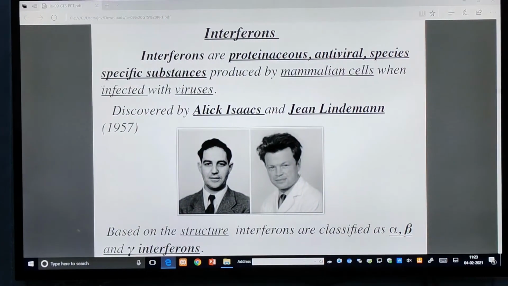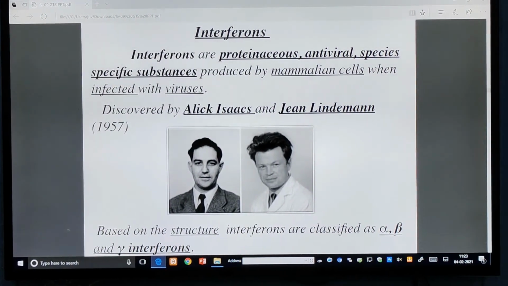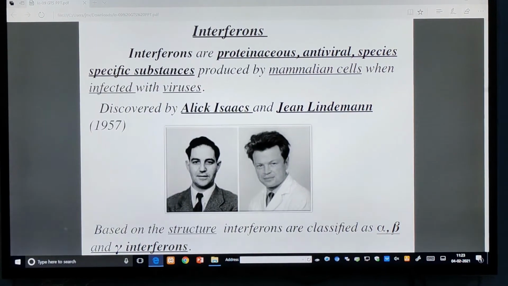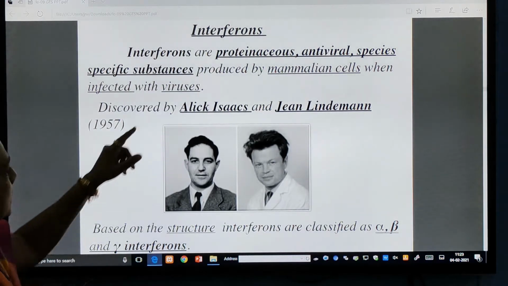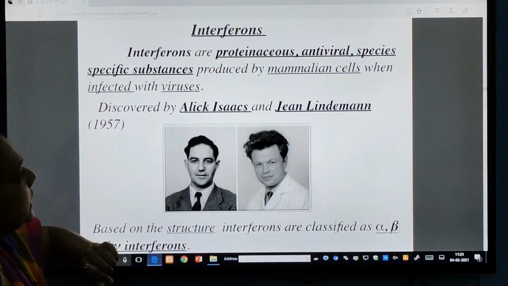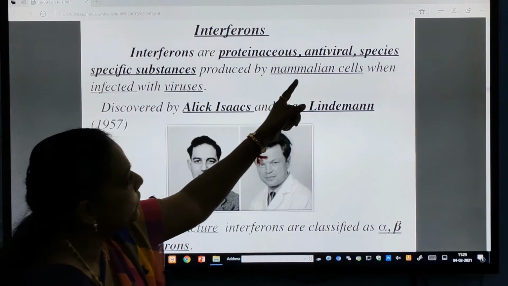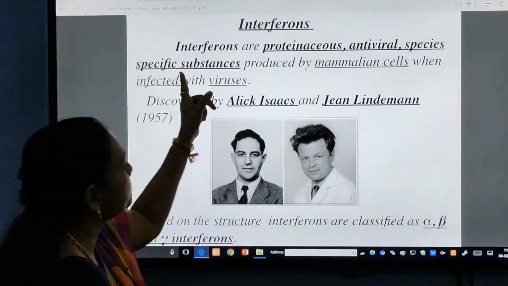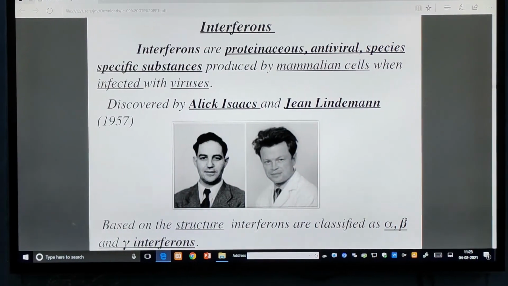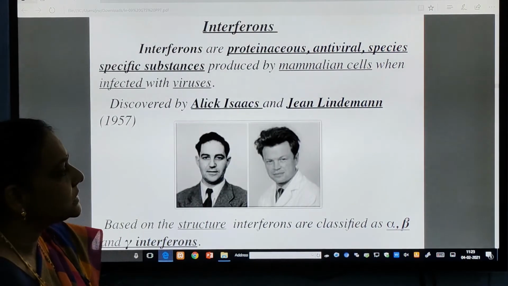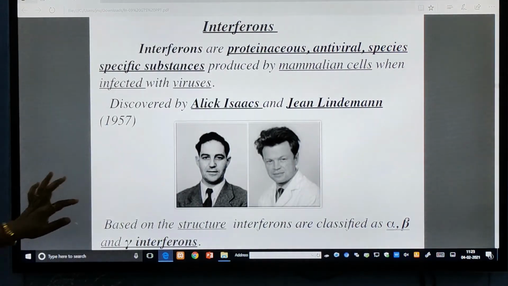What are interferons? They are nothing but proteinaceous antiviral, species specific substances produced by mammalian cells when infected with a virus. So when are they produced? Only when the cells are infected by the virus are they able to produce interferons. That point you have to keep in mind: this is species specific. This was first discovered by Alick Isaacs and Jean Lindenmann. You can see the picture here.